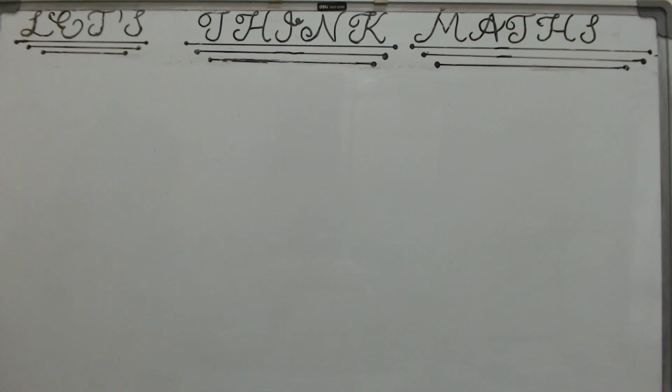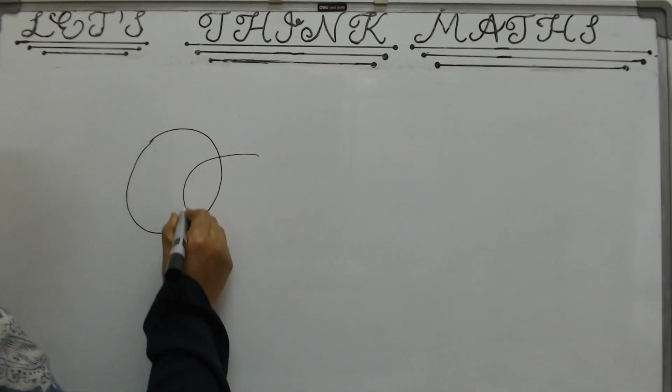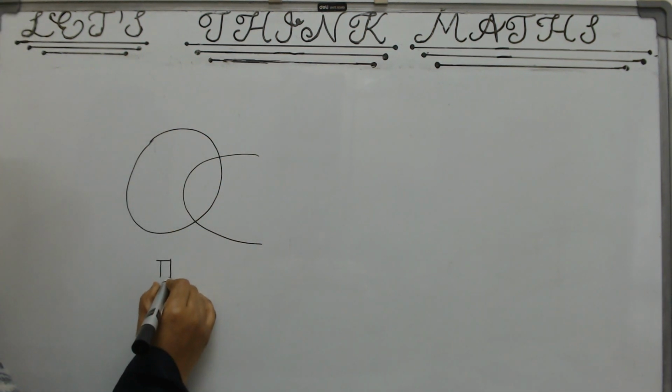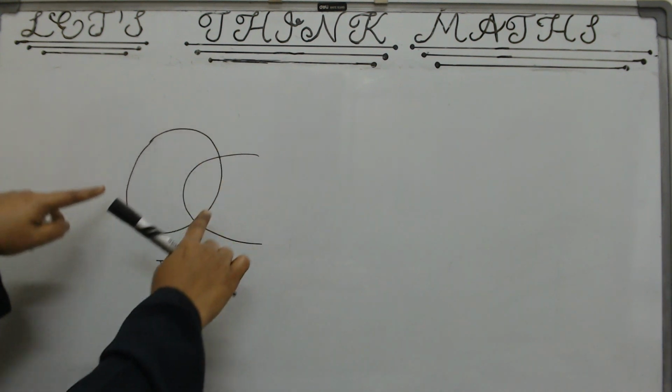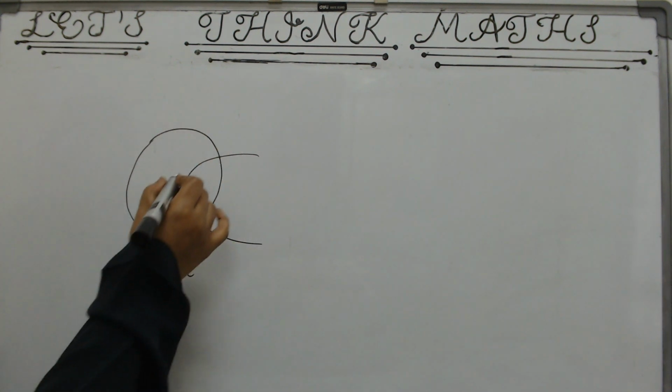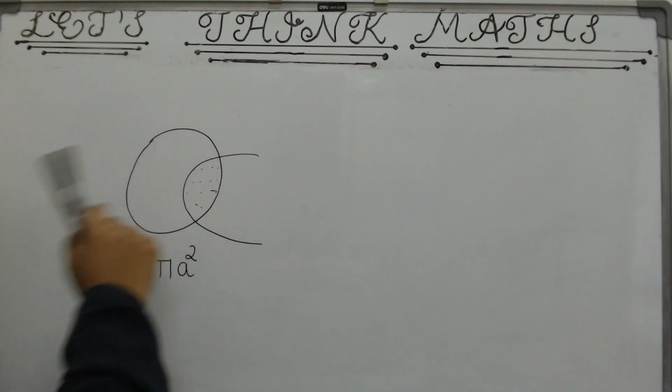In this class, we will see how to find the area of bounded regions, or in other words, the area of regions which are enclosed by different figures. We will start with two figures you are familiar with: one, a circle, another one, a parabola. Now you know that the area of the circle is pi a square, where a is the radius of the circle, but that is the area of the whole circle. We don't need that. We just need to find the area which is enclosed between the circle and the parabola.